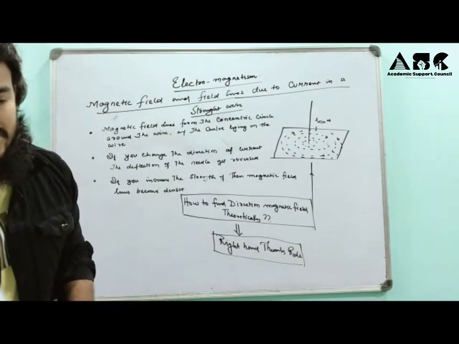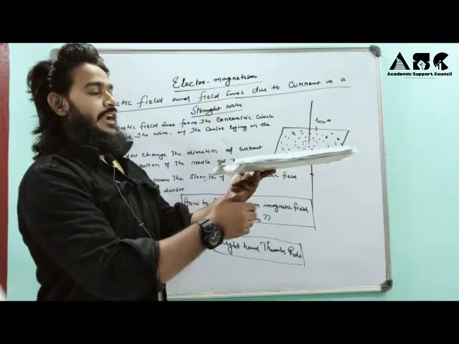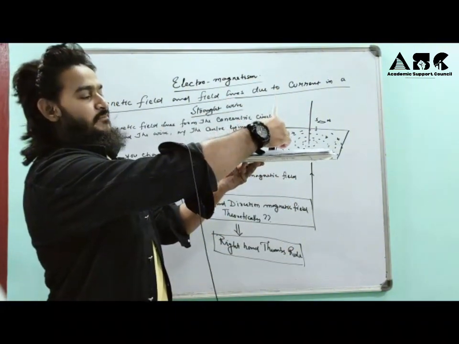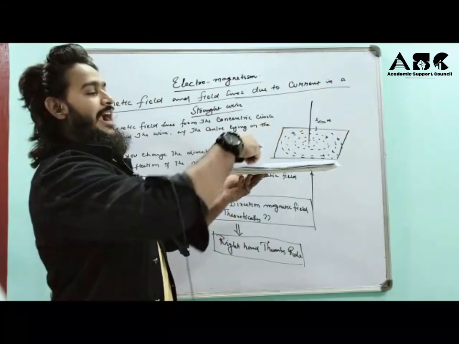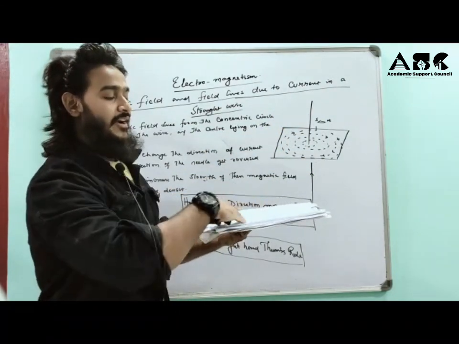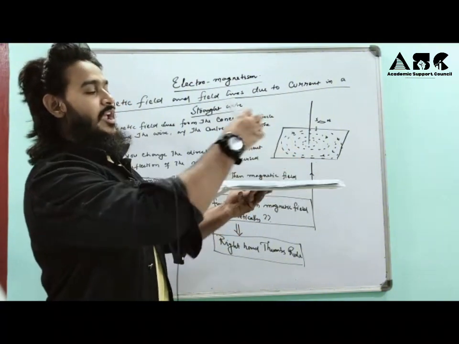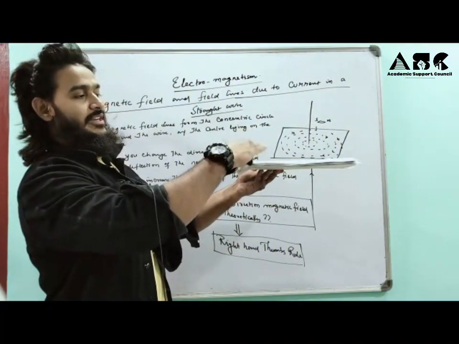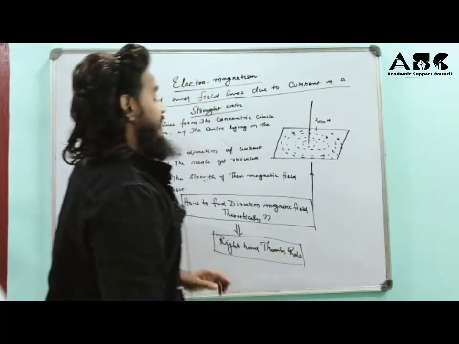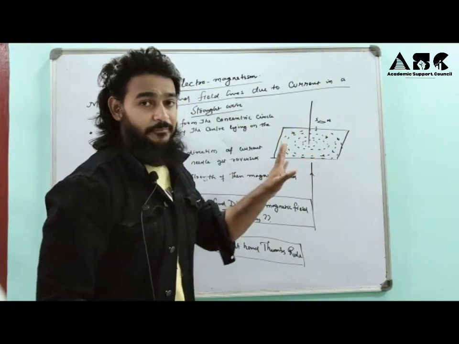Suppose this one is a cardboard, and you make a hole here, and a conductor is passing through the hole. You place some iron filings over the sheet, and whenever current passes through the wire, if you tap the sheet, what you will observe is that all the iron filings will be arranged in a circular way.